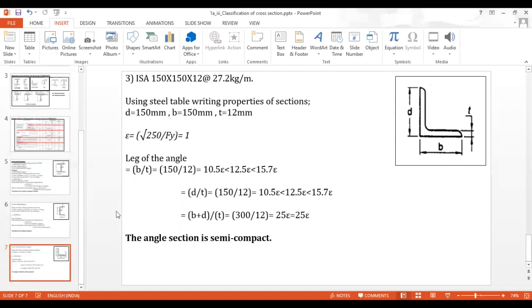Here the leg of the angle, B upon T, is a ratio that is greater than 10.5 epsilon and less than 12.5 epsilon. Then the D upon T ratio is again less than 10. As it is an equal angle section, the same is followed, and hence our angle section is a semi-compact one.